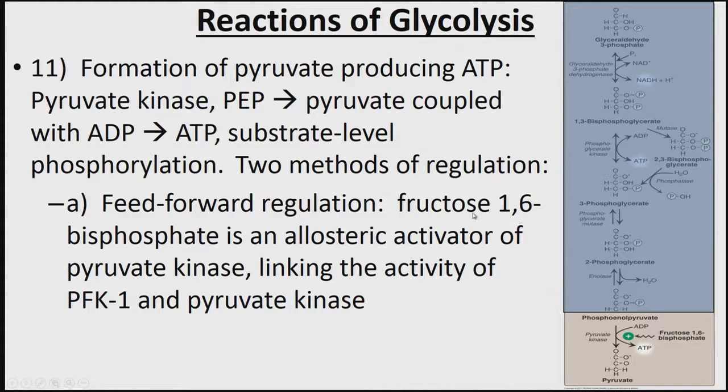Now you're going to have to keep fructose 1,6-bisphosphate and fructose 2,6-bisphosphate clear in your head. Okay, so don't let those two confuse you. Write them both down when you're studying and make sure you have them both straight because they regulate different enzymes. Fructose 2,6-bisphosphate regulates PFK1. The product of PFK1, fructose 1,6-bisphosphate, is what regulates pyruvate kinase.